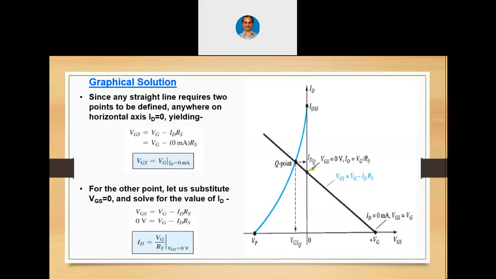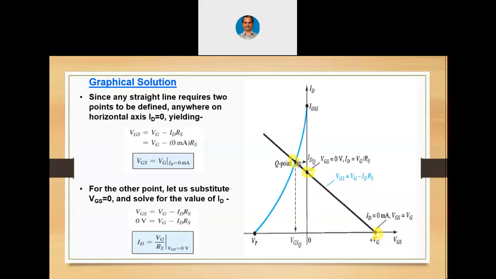Now using this particular point and then this particular point, we will have this straight line. Now we can extend this straight line this side. When we extend the straight line this side, it is going to cut the transfer curve here. When it cuts the transfer curve here, we will get the y and x coordinates of the Q point. That's all. This is a graphical solution.